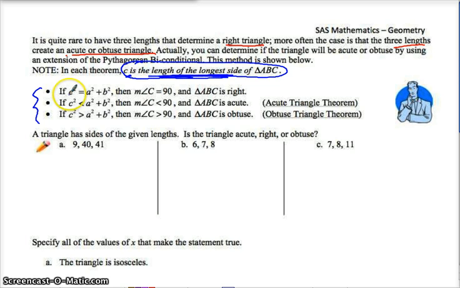So in a right triangle, that C is called the hypotenuse. It has a specific title, and these other two, it does not. So C is the longest side, so if C squared equals A squared plus B squared, then it is a right triangle.